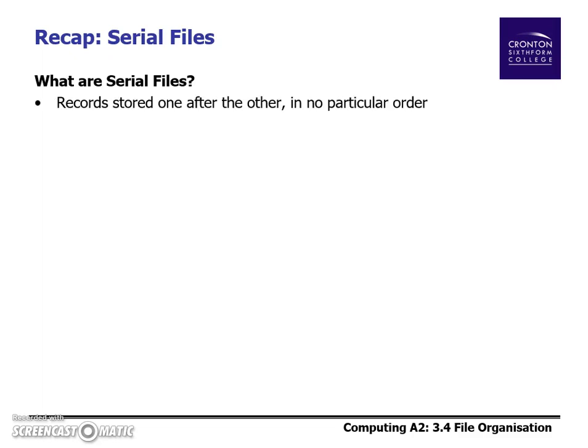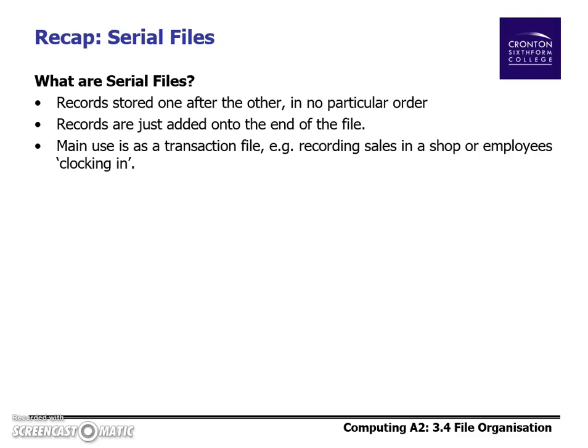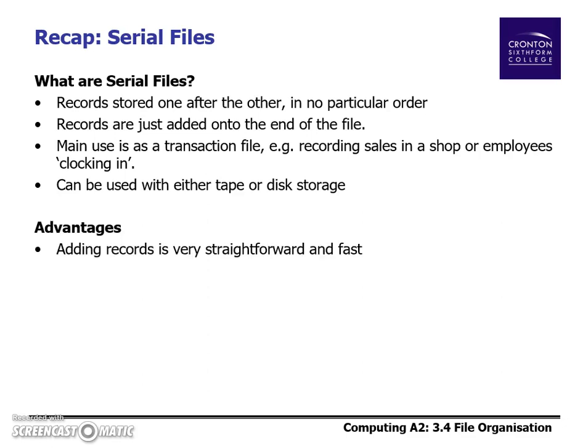So what are serial files? These are records stored one after the other in no particular order. Records are just added onto the end of the file. The main use is a transaction file, for example, recording sales in a shop or employees clocking in. It can be used with either tape or disk storage. The advantages are adding records is very straightforward and fast, but the disadvantage is they are very slow to search. I'd like you to think as to why that might be.